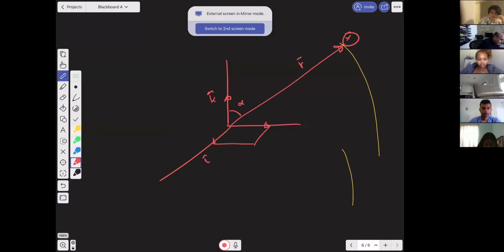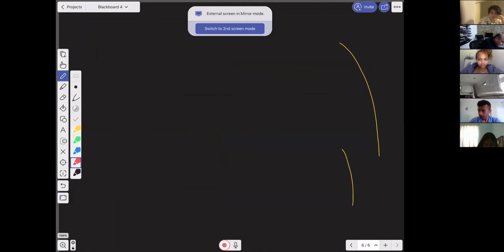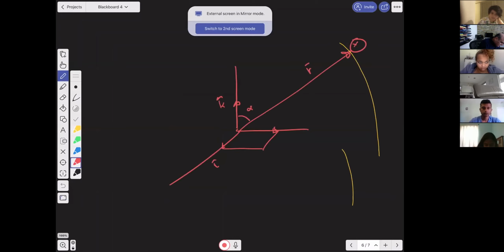And I call it alpha. What angle will it make with the y-axis? And I call it beta. What angle will it make with the x-axis? And I call it gamma. And these 3 parameters, these 3 angles, alpha, beta, and gamma, will define the direction in a space.